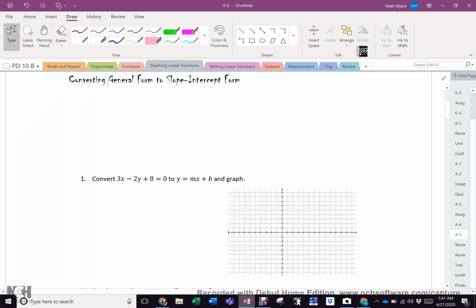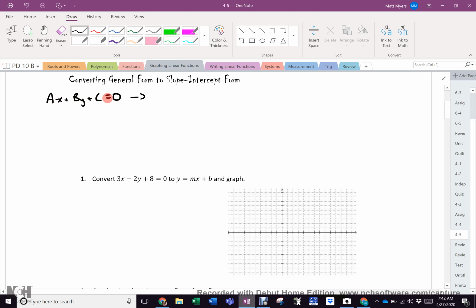So here we are. We're going to convert general form to slope-intercept form so we can graph it without using a table of values. So we remember general form is ax plus by plus c equals 0. If I were to ask you to describe to me what that is, well, it's pretty simple. You have an x value, a y value, and a constant. There may or may not be coefficients, and they all equal 0, so everything's on the left.